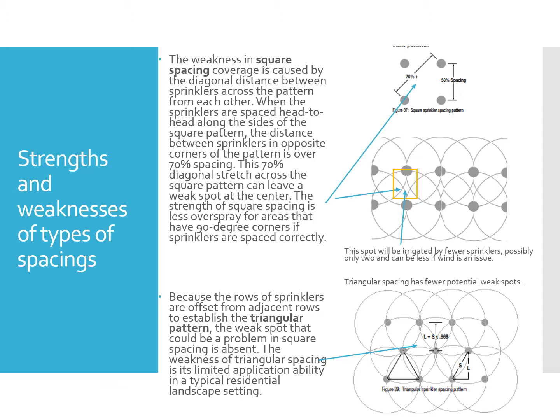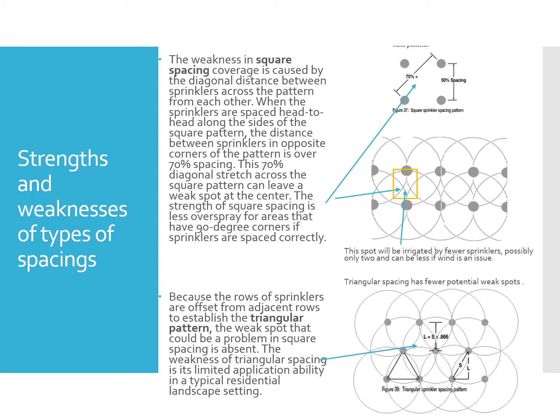So I'm going to talk a little bit about the strengths and weaknesses of the different types of patterns. You can read this in your catalog as well. I'm going to just give you a synopsis of this. So basically, when you have square spacing sprinklers, they look something like this top illustration here. And eventually you end up with a little weak spot in between.